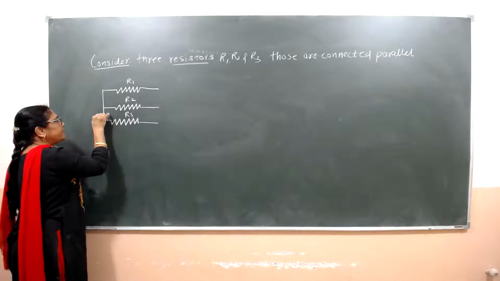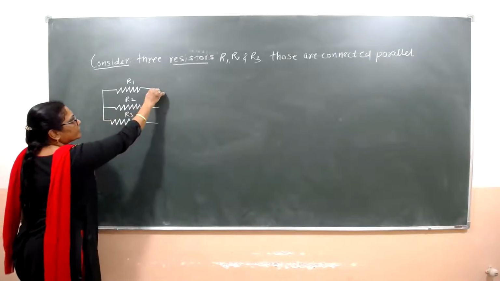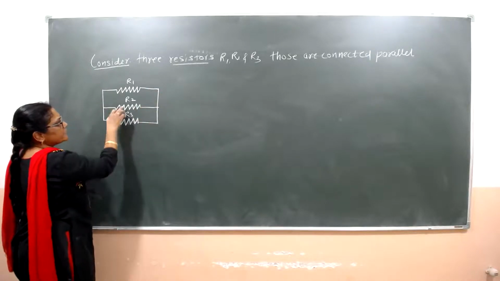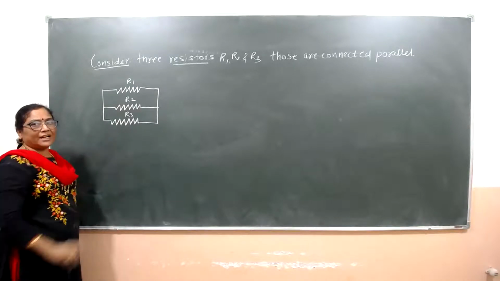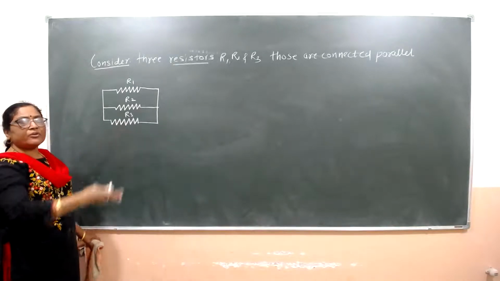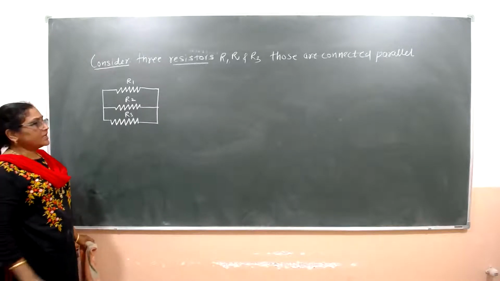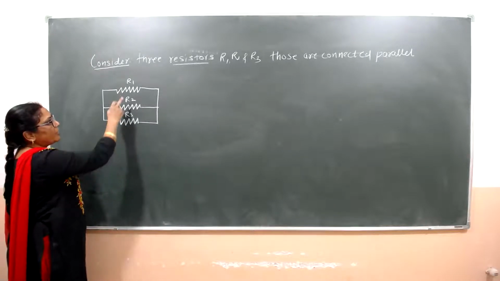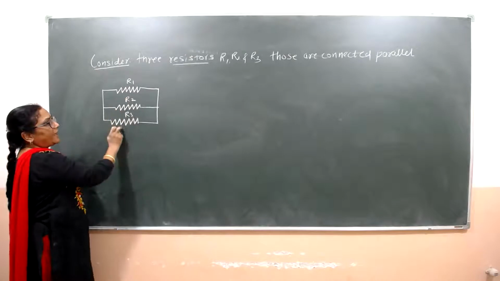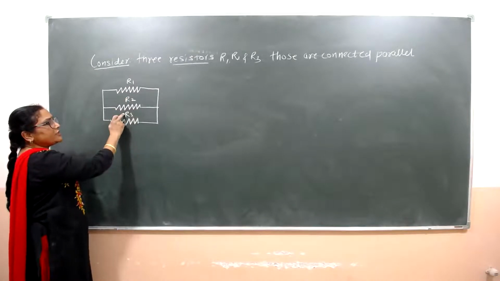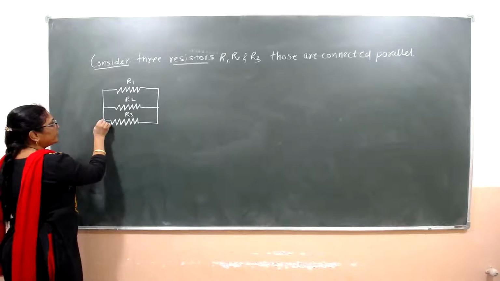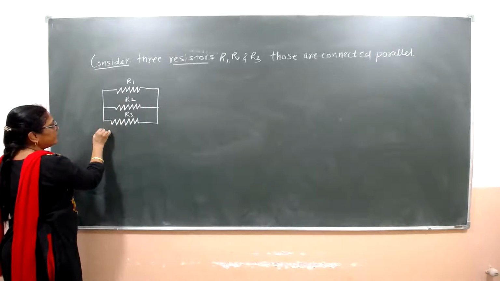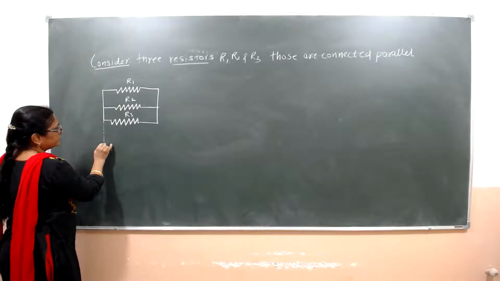These are across each other, so this type of combination is known as a parallel combination. End-to-end combination is known as a series. When the number of resistors are connected across each other, that combination is known as a parallel combination.